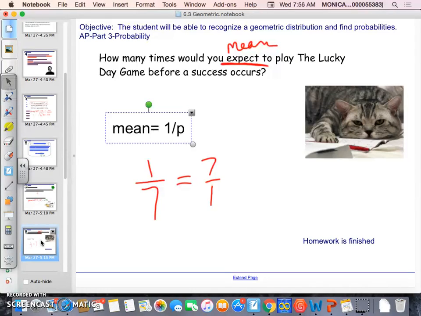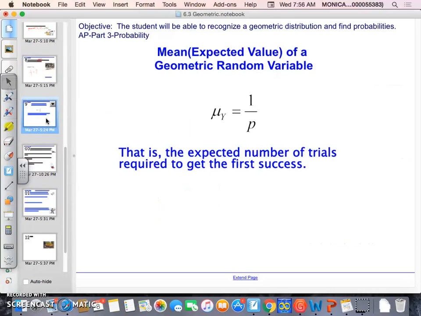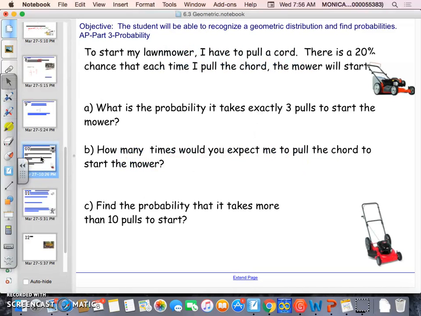So we would expect, if you're going to play the lucky day game, that it would take 7 guesses to guess correctly. Or 7 trials, I guess. And so this is just a fancy way of showing that the expected number of trials to get the first success is just the reciprocal of the probability. You flip the probability, basically. So let's look at an example.